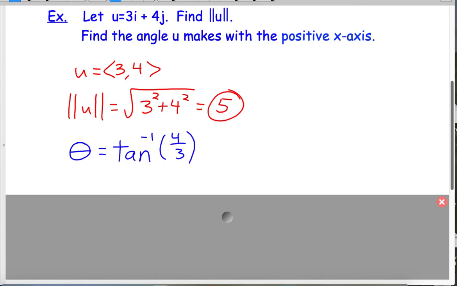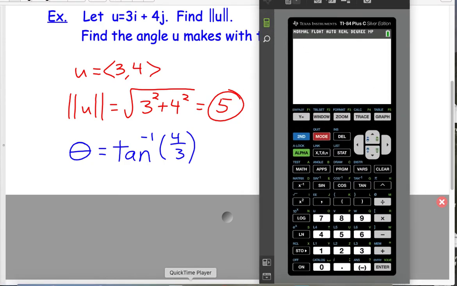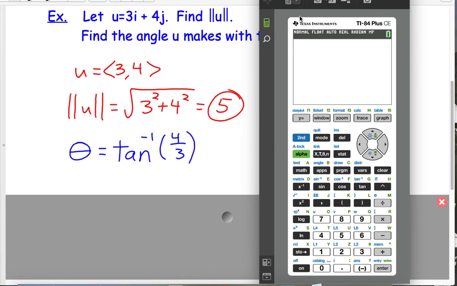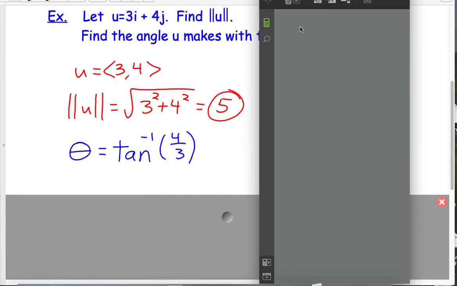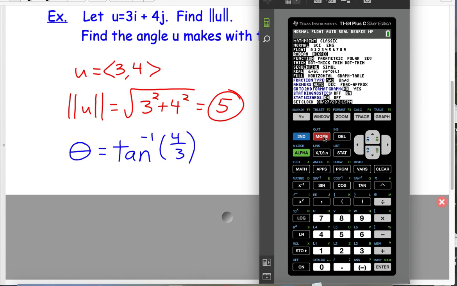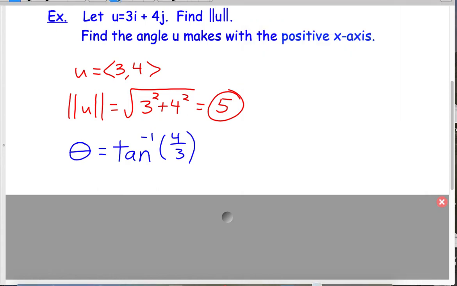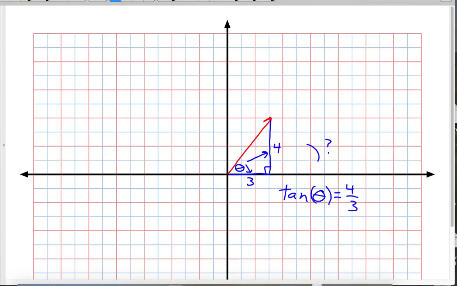And then we can grab a calculator, and let's make sure I'm in degree mode. Okay, and then we'll just do second tangent 4/3. About 53.13 degrees. And that makes sense from the picture. That looked like more than 45 degrees, but not a lot more than 45 degrees.